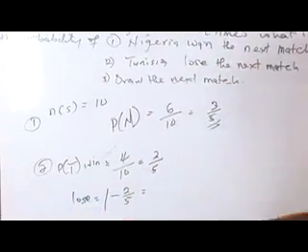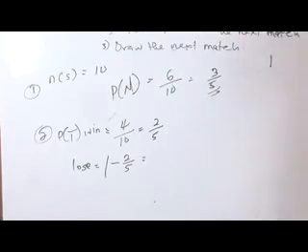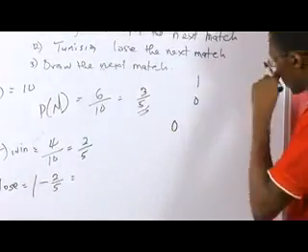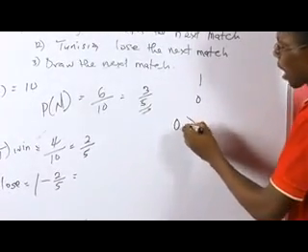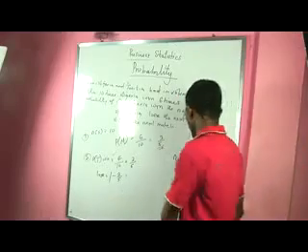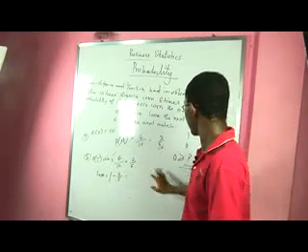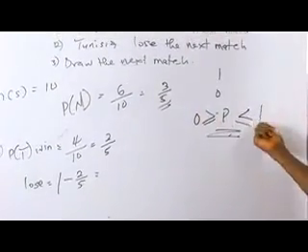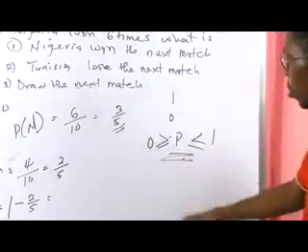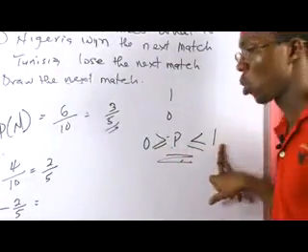Note that the maximum value you can get in a probability is 1, and the minimum value you can get is 0. So 0 is less than or equal to probability, and probability is less than or equal to 1. The maximum value must not exceed 1, and the minimum you can get is 0. So we say 0 is less than or equal to the probability, which is less than or equal to 1.